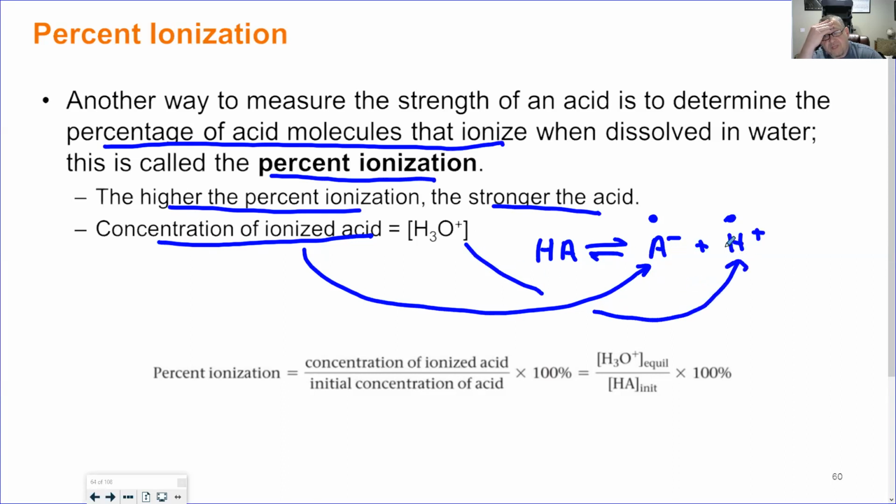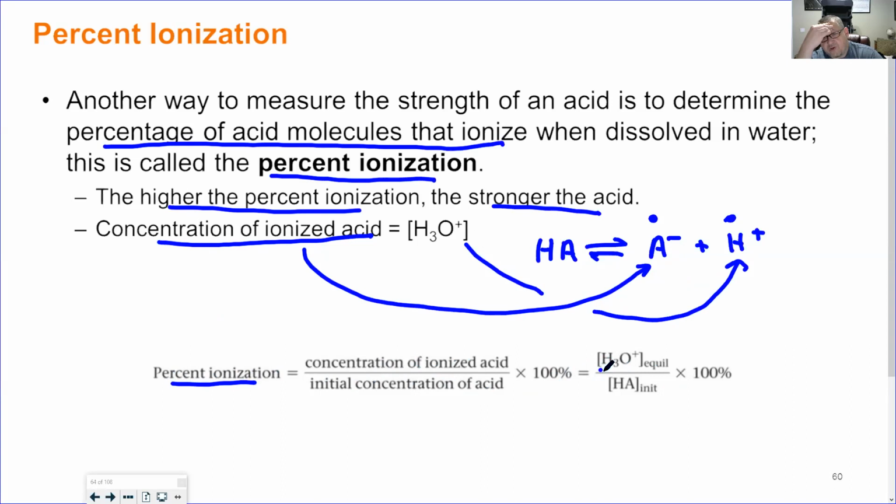The two things would be equal to each other. You can't get one without the other. So when we determine the percent ionization, it's the concentration of the ionized form of the acid divided by the initial concentration, and multiplied by 100 is the percent.